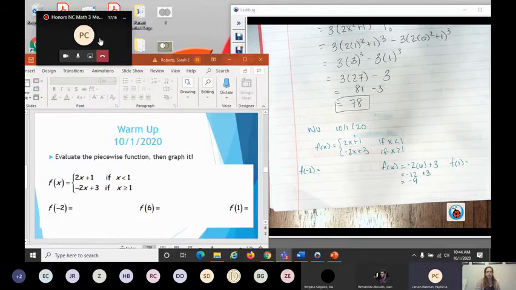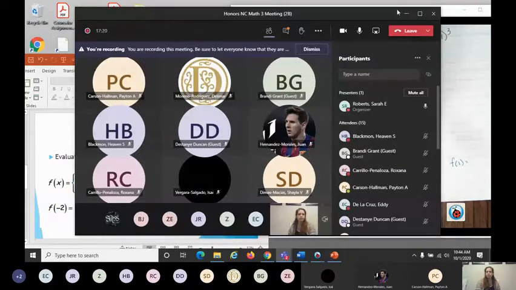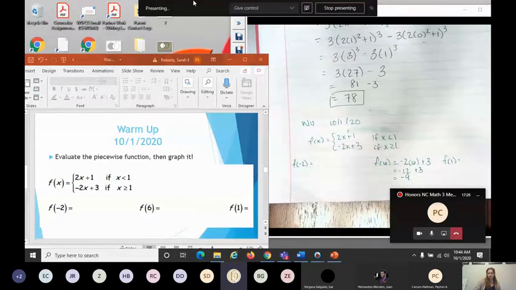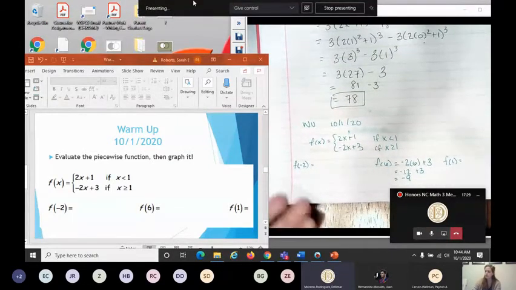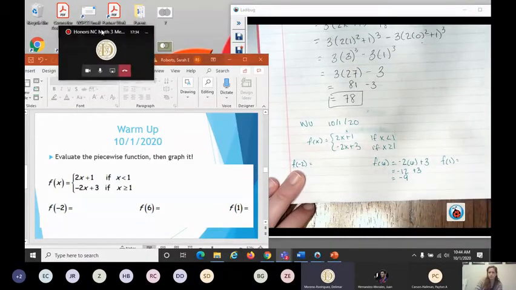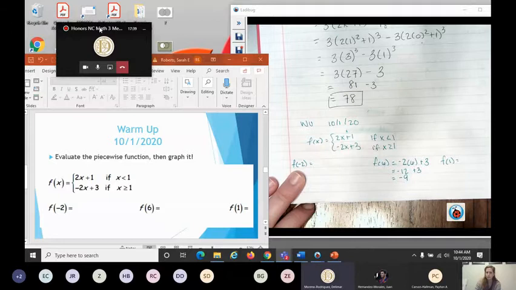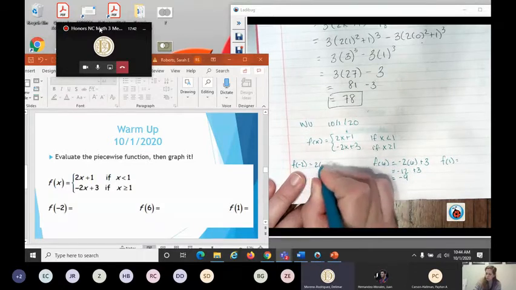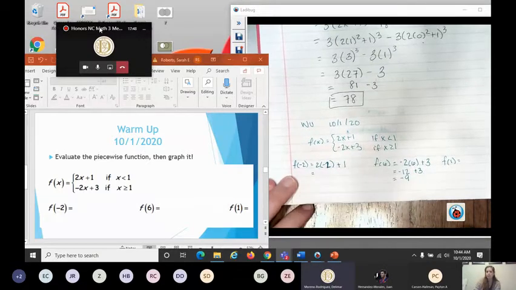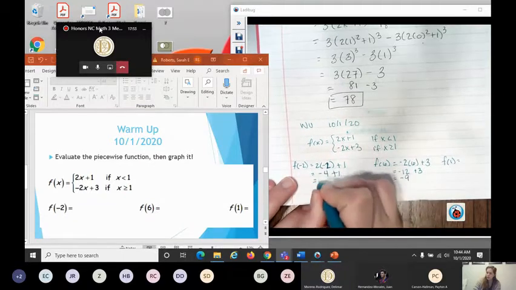Let's just see who is up. Delamar. Yes. Do one of these? Yeah, I'll do negative 2. Okay. So which domain is negative 2 in? It's less than 1. Very good. And so we're going to sub it into that function. Can you tell me what it would look like? 2 parentheses negative 2 plus 1. Yes, very good. And what do I get when I solve that? Negative 3. Good. So this is negative 4 plus 1, which gives me negative 3. Excellent.